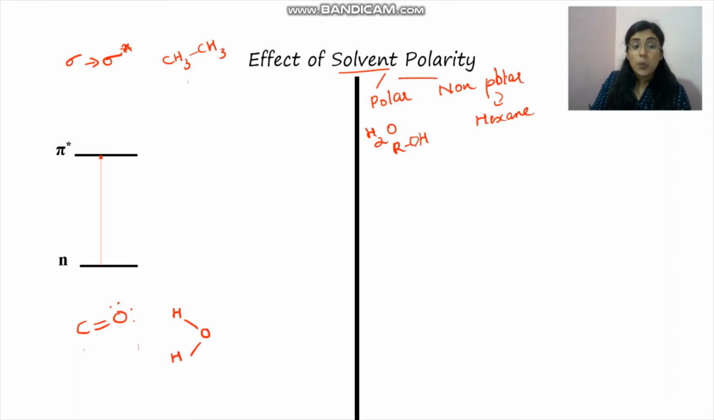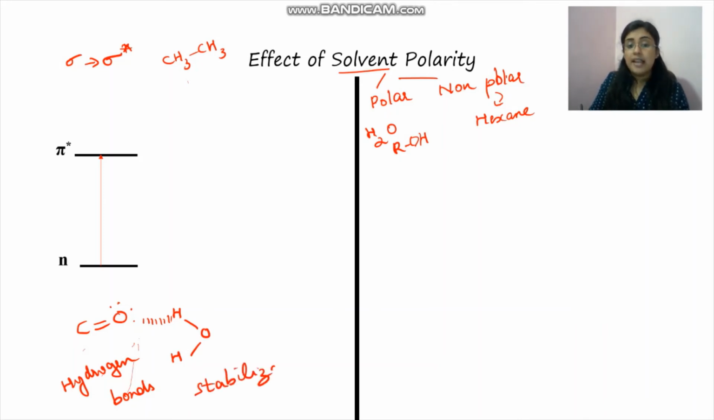Now between this oxygen and the hydrogen, there is a possibility of hydrogen bonds. And as a result of hydrogen bonds, stabilization occurs. We get stabilization of the compound, or the molecule gets stabilized.